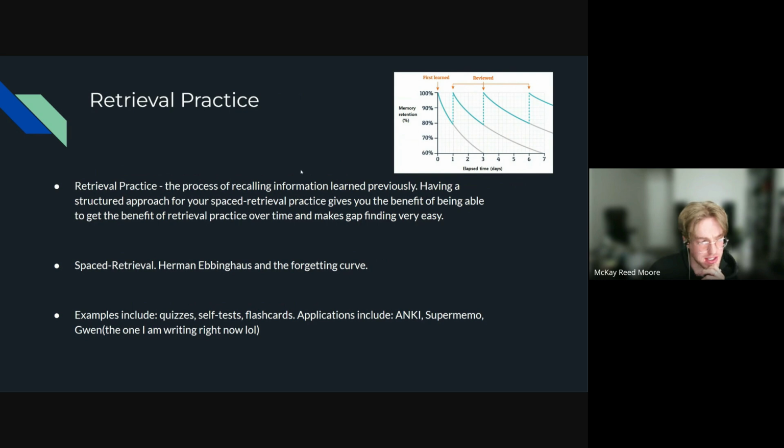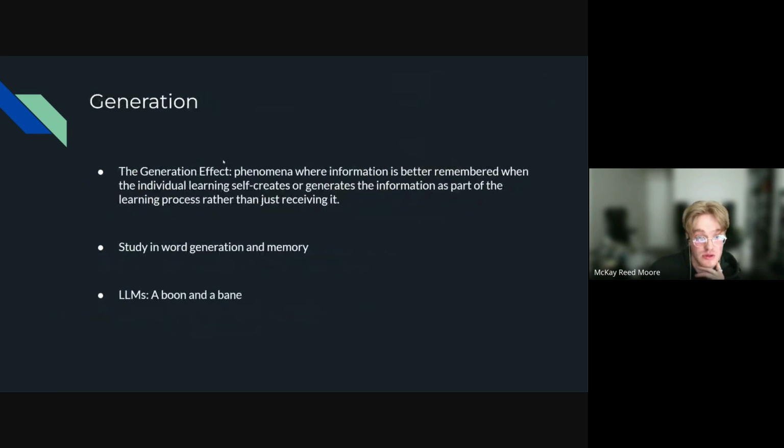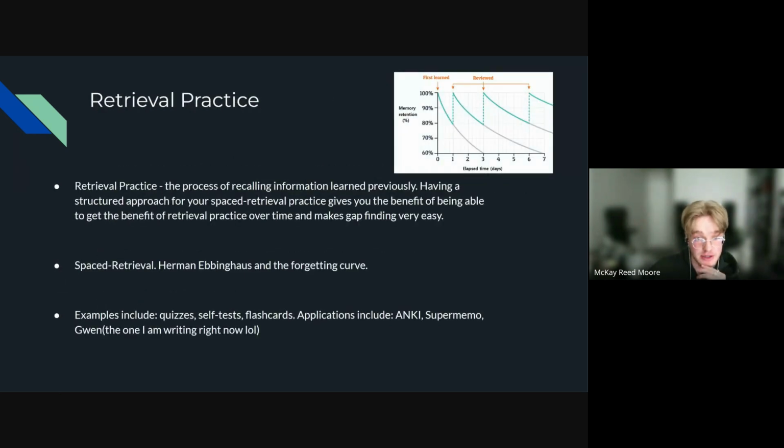Okay, so next we have retrieval practice. So I guess we'll go back. We've talked about generation, elaborative interrogation, and then we have retrieval practice. What retrieval is, is the process of recalling information that you've learned previously.